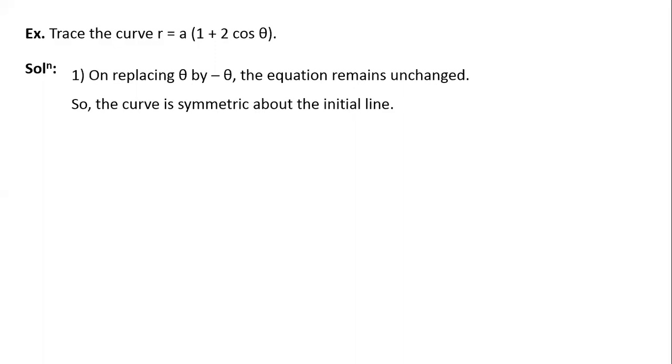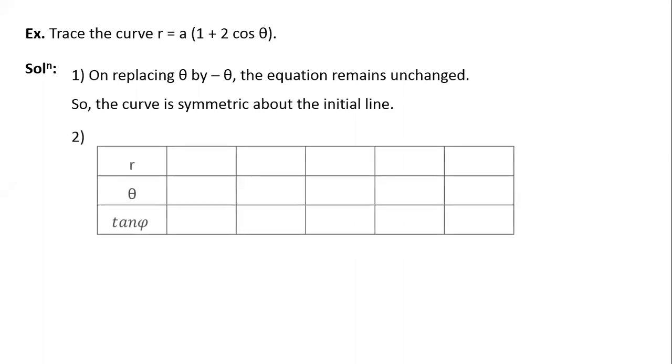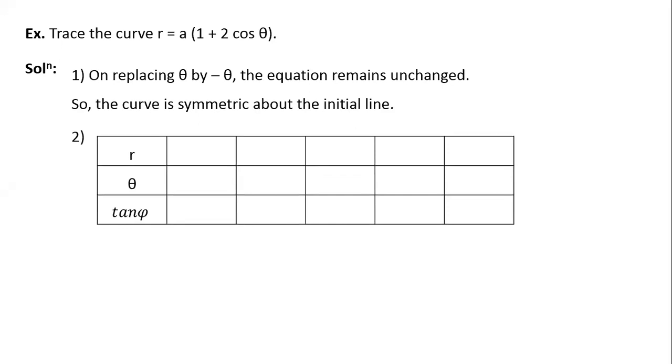So properties 2 and 3 are not satisfied. Property 4 is on replacing r by minus r, if the equation remains unchanged, then the curve is symmetric about the pole. Here also we'll be getting another equation. So property 4 is also not satisfied. So here we'll be having a table, and after that here I am drawing some rough sketch.